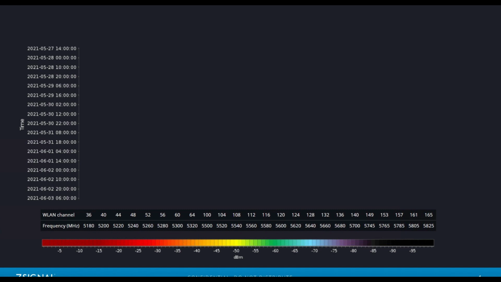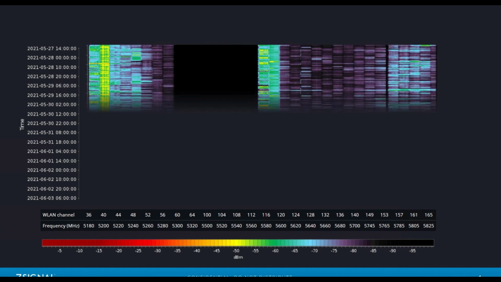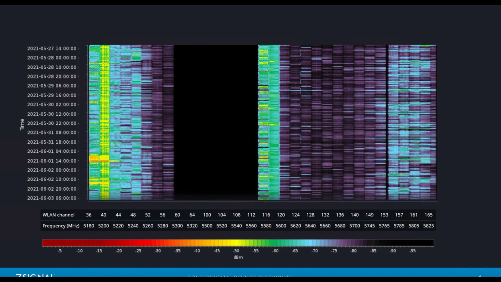And then, of course, here comes our chart. Water falling down. Okay, so water falling down from the beginning of the week to the end of the week. And as you can see here, it's all divided up into our little 20 megahertz wide channels. And this is what we're going to dive into today.